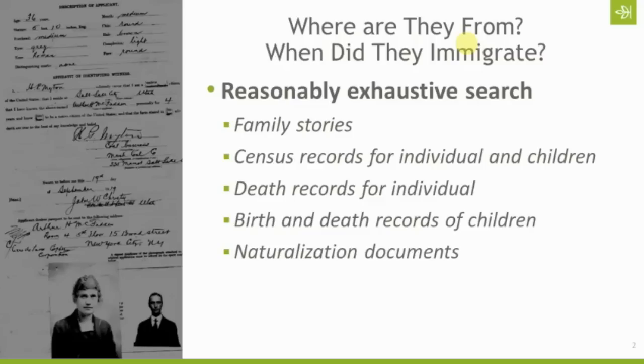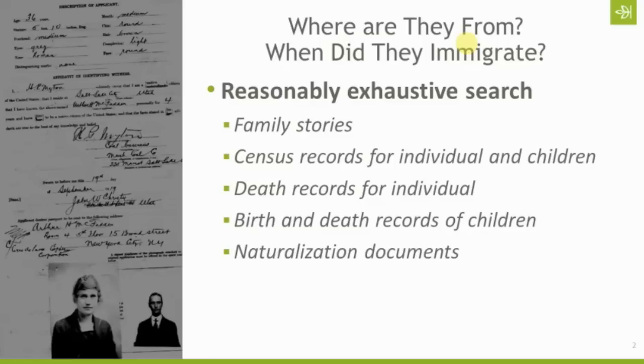Naturalization paperwork, if they were naturalized in a federal or a district court, those records are online at Ancestry. And so you can go to Ancestry, go into the card catalog, do a search for naturalization, or use the filters in the card catalog to find those naturalization records, and make sure that you look at every page. Sometimes those naturalization documents are 3 and 4 and 5 pages long. Make sure you read through all of them.